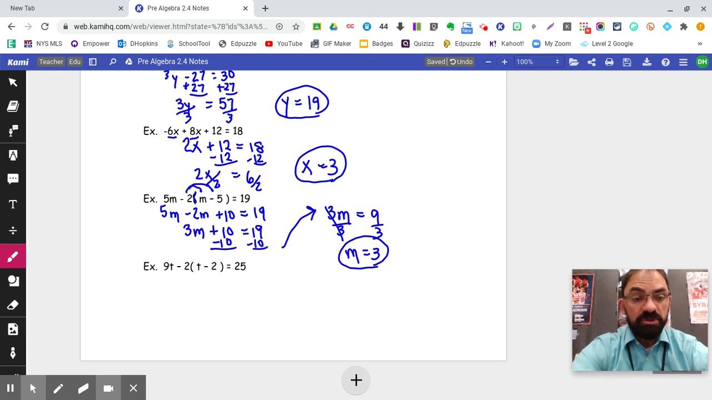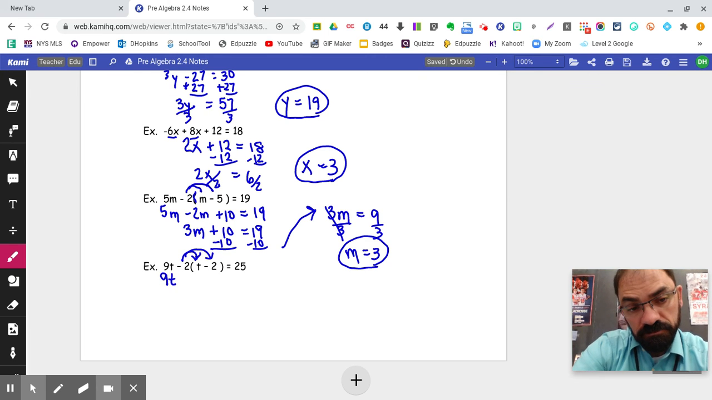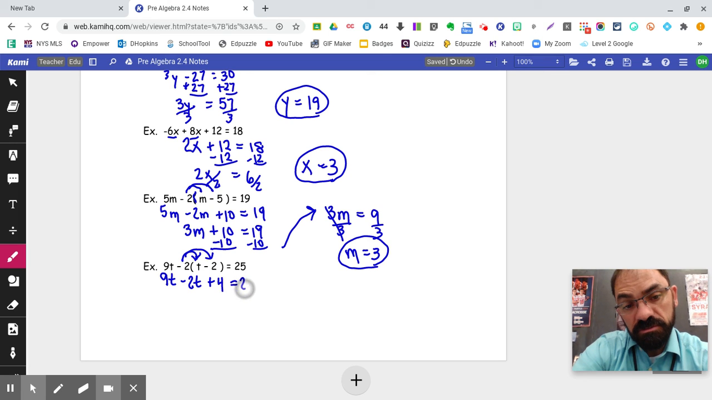We will distribute a -2. Make sure you take that sign with you. I apologize for using T's. I know they look like plus signs sometimes. -2 times T is -2T. -2 times -2, +4. Combine like terms, 7T plus 4 equals 25.